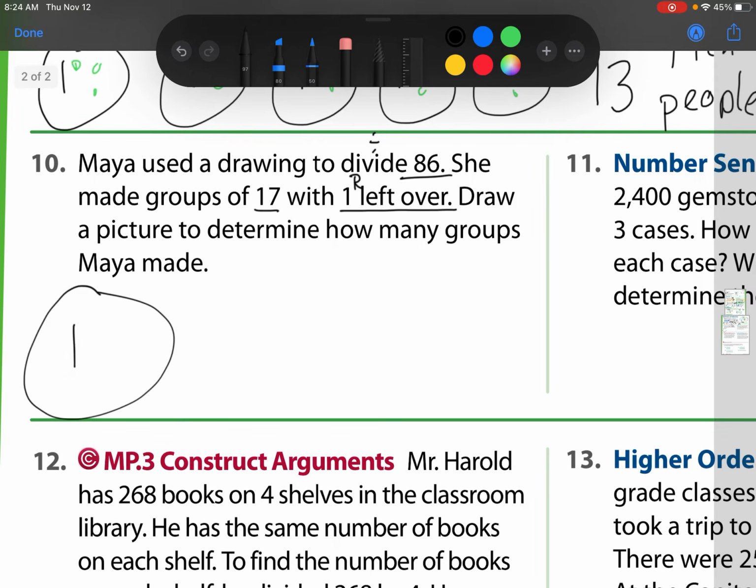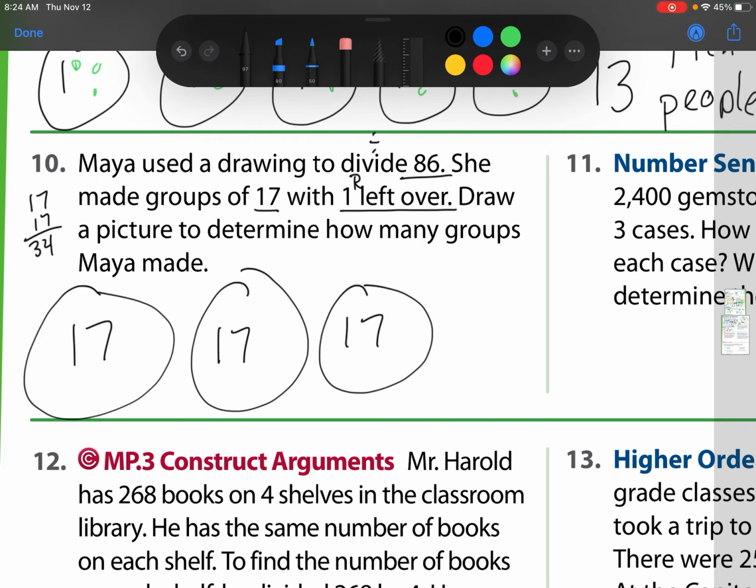That means this is a group of 17. This is a group of 17. So what is that? 17 and 17, that's 34. This is a group of 17. We're not at 86 yet. So what is that? That is 51. What is 51 plus 17? Well, that is 68. So I guess we can have another group.